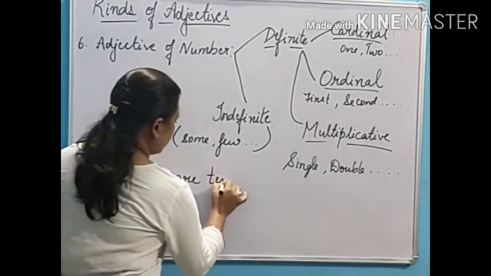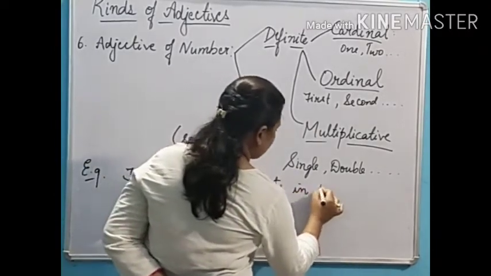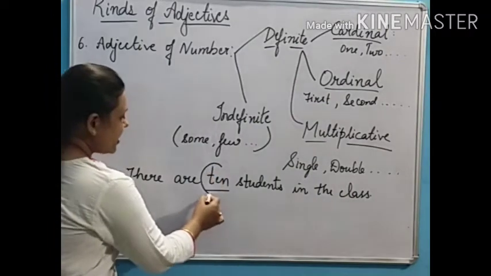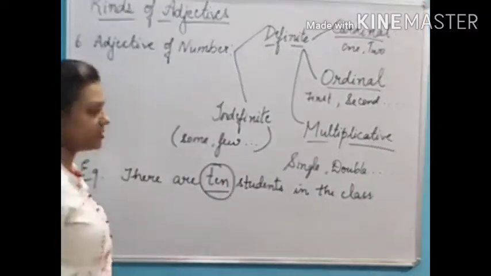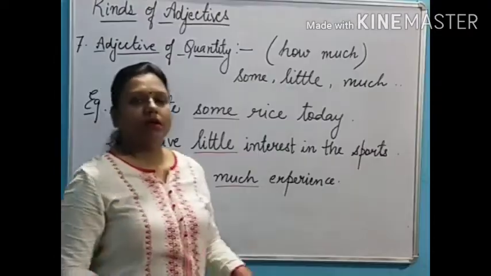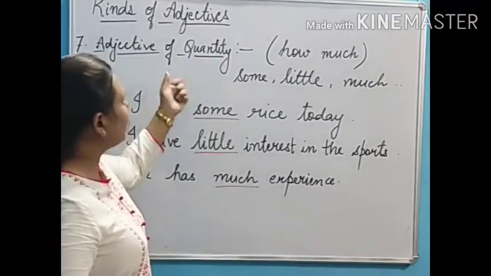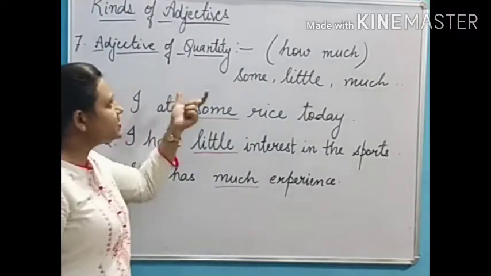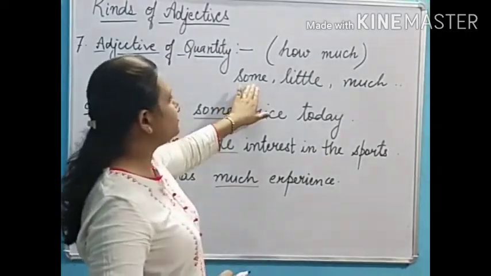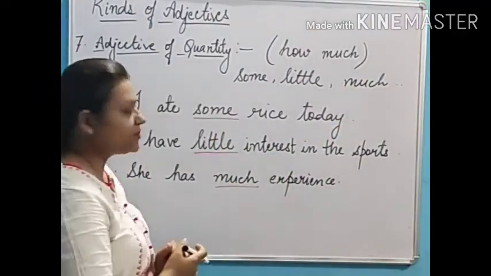There are 10 students in the class. So here 10 is telling us the number of students. Hence adjective of number. We had one example in front of us. The next kind is adjective of quantity. When we talk about the adjective of quantity, it answers the question how much. Example, some, little, much. Let's look at them with the help of some sentences.